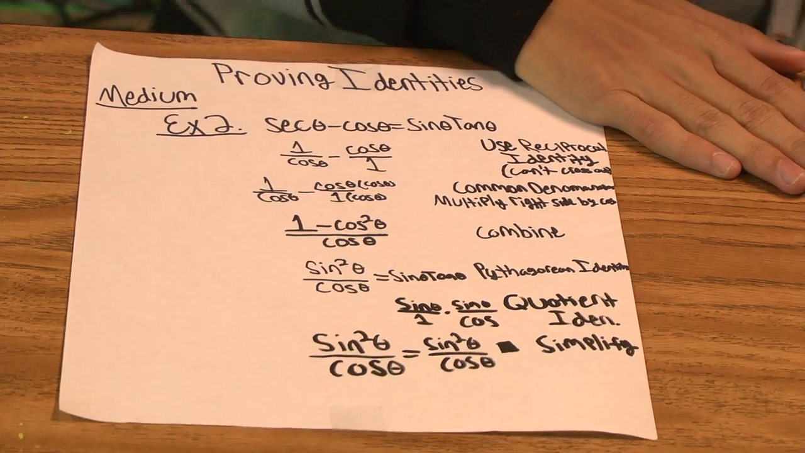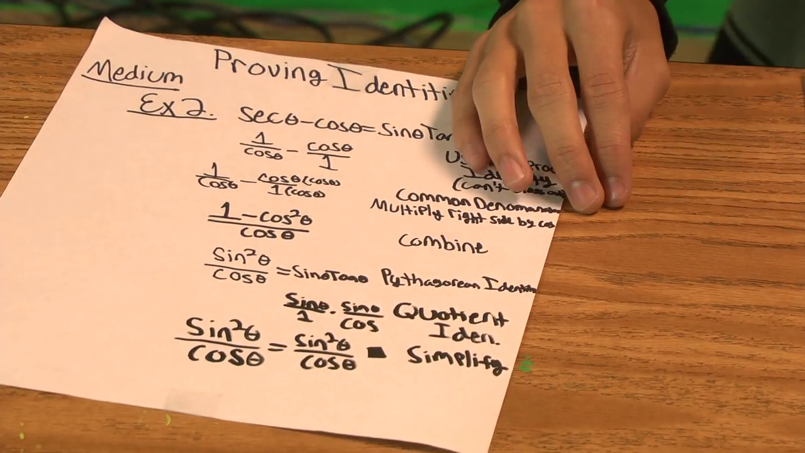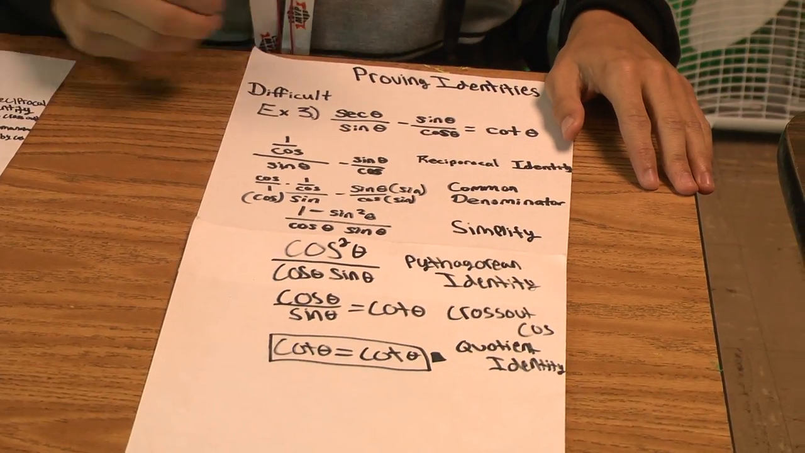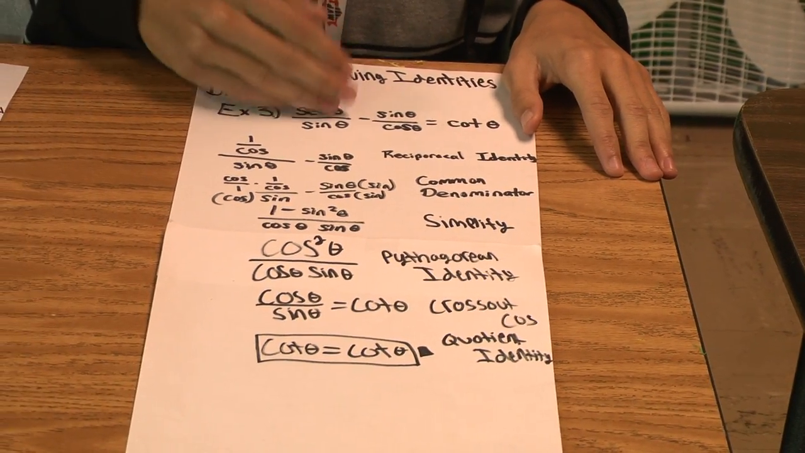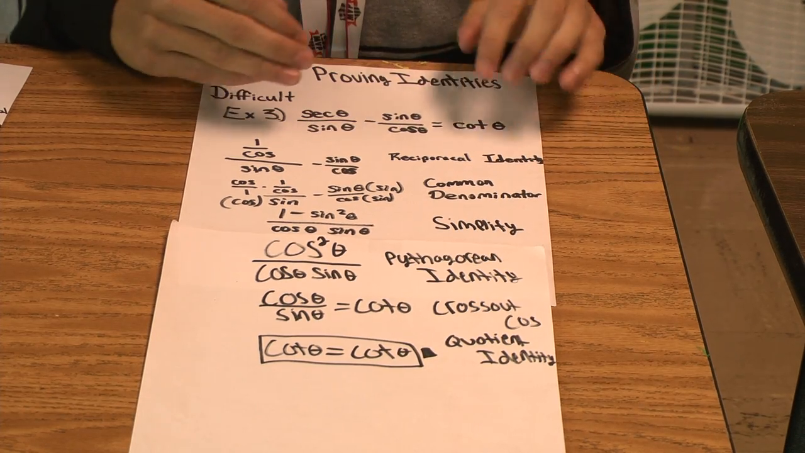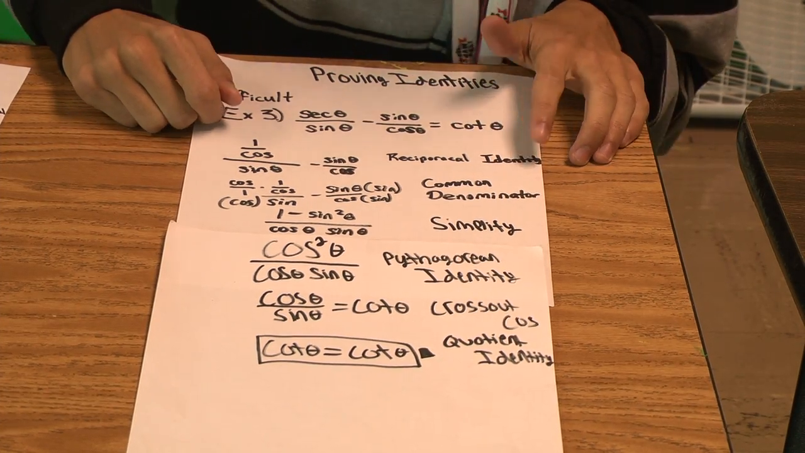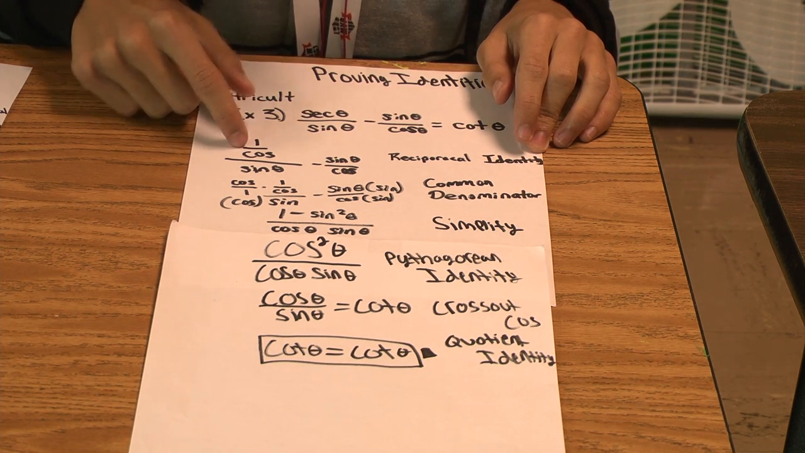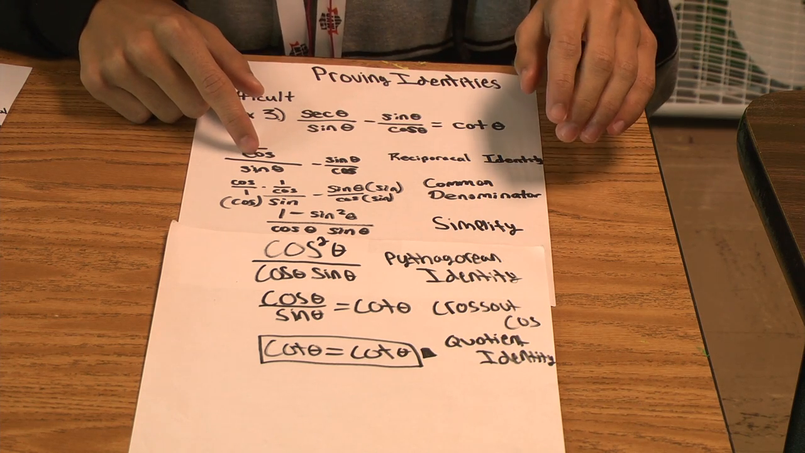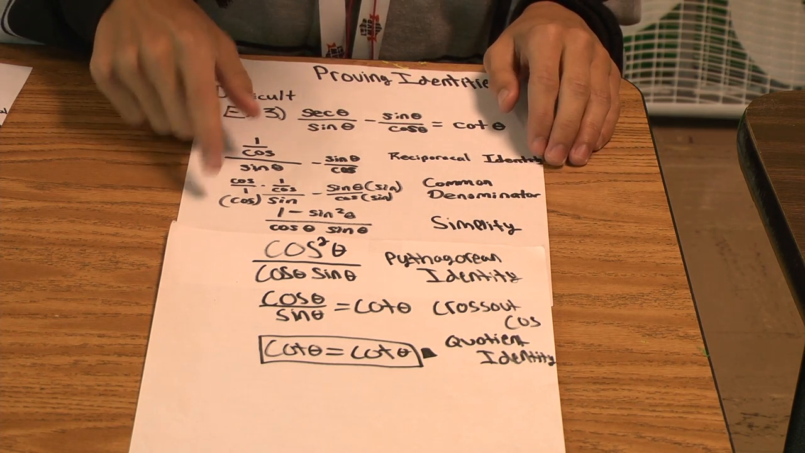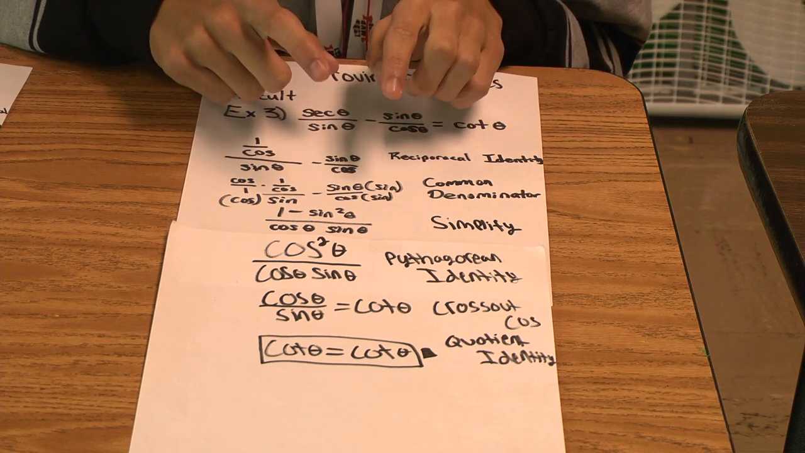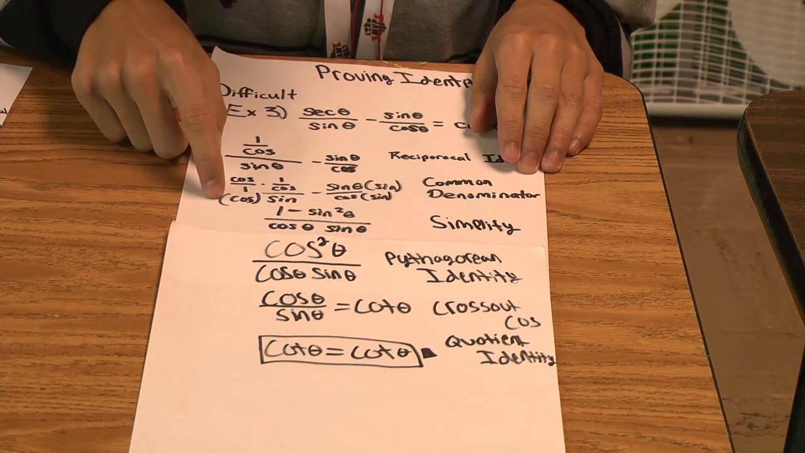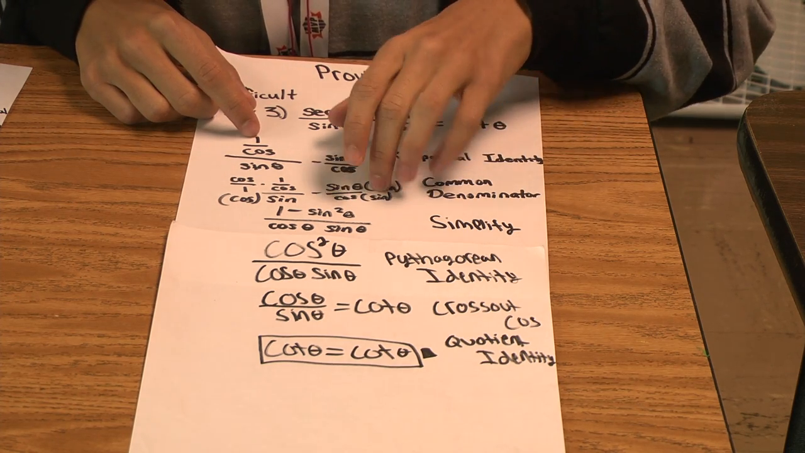Now to the more difficult one. We have to prove secant theta over sine theta minus sine theta over cosine theta equals cotangent theta. First, you use the reciprocal identity for secant, which is 1 over cosine, and plug everything in. Then you get common denominators. On this side you need cosine, and on this side you need sine. So you multiply this side, the top and bottom, by cosine, and this side, the top and bottom, by sine.